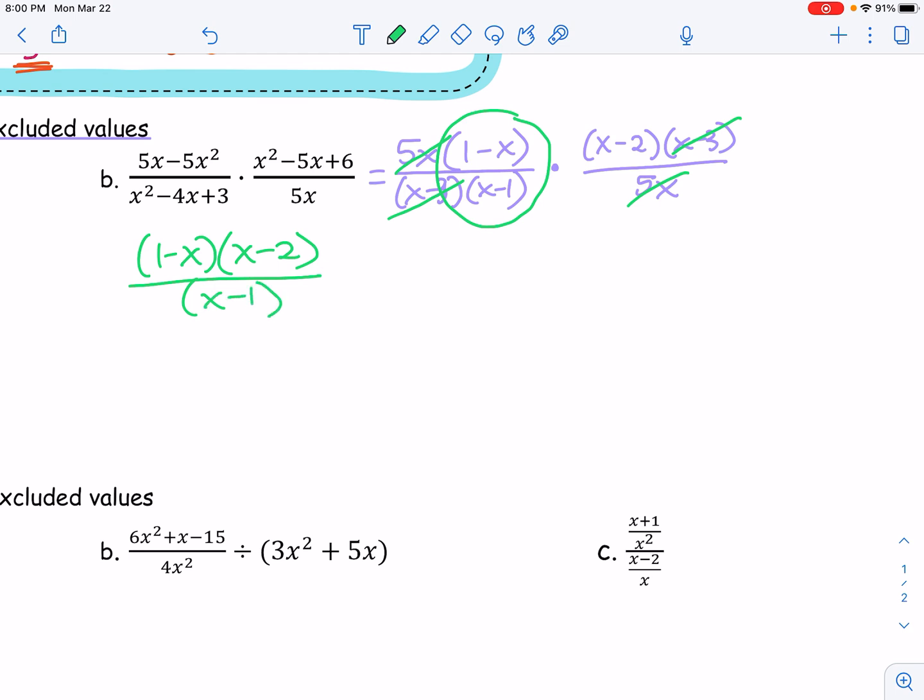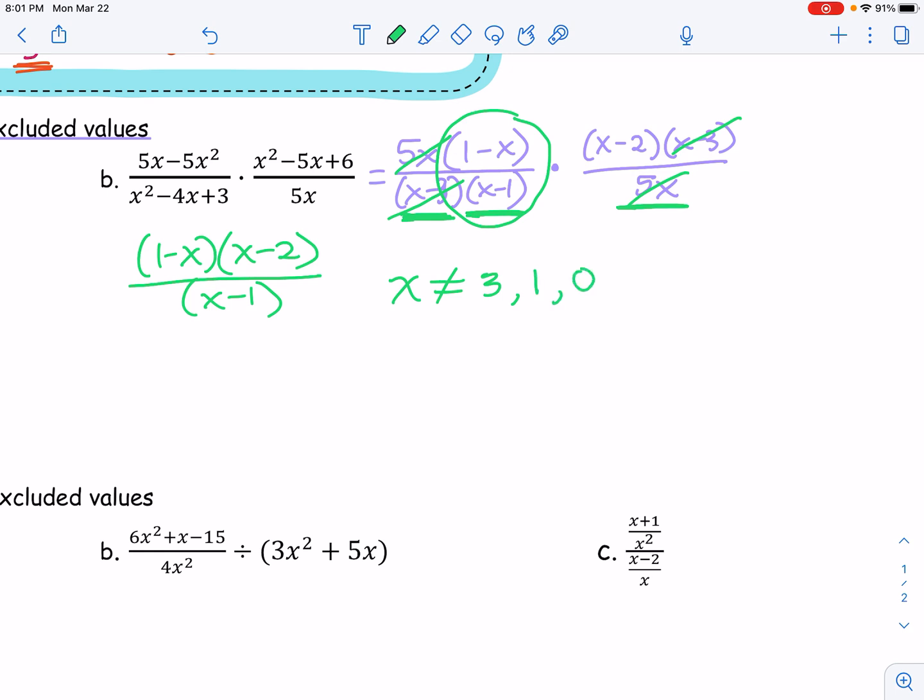This time there is only one variable, so I can go ahead and make a list. X cannot equal. Well, let's go ahead and look at the original function, the original problem. What was in the denominators? X minus 3, x minus 1, and 5x. With that, that means x cannot be 3, 1, or 0.